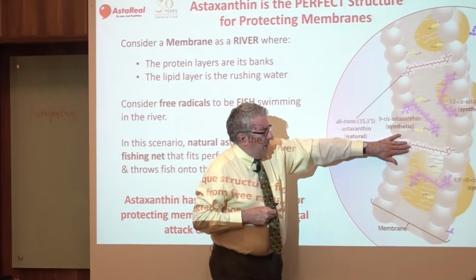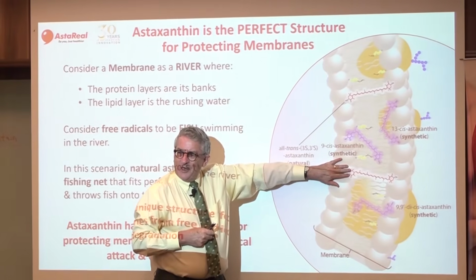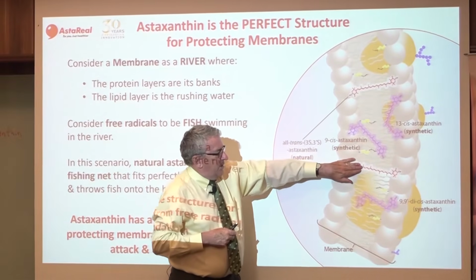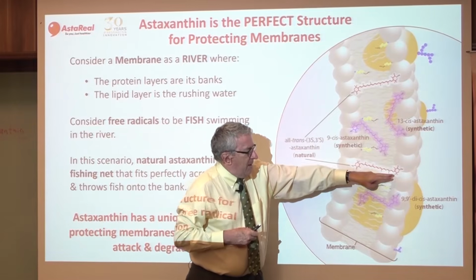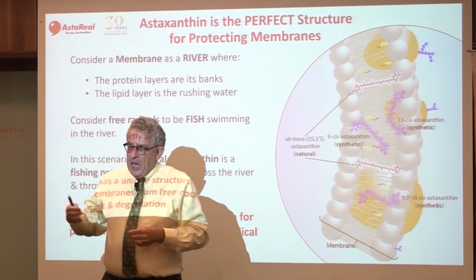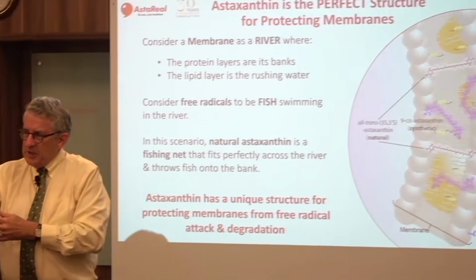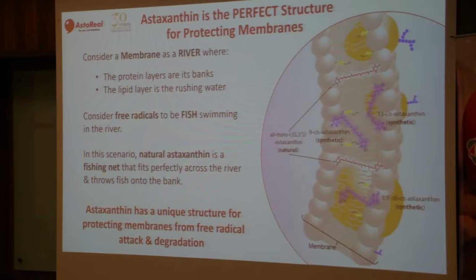So the polar groups bind to the protein because they're polar and charged. The lipid chain is out in the lipid bilayer and it's anchored on the other side. Any free radical that's swimming in that lipid layer is going to get picked up by astaxanthin, run down the chain, and then through a process of deprotonation, negates the free radical, finds its dancing partner, everyone's happy, no one's got an angry spouse. And it works so beautifully, it's like a fishing net.